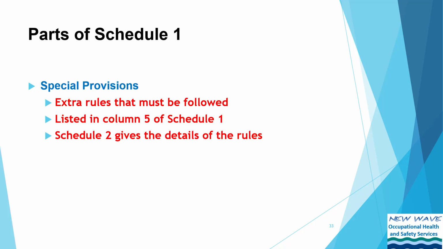After packing group, we have a column for special provisions. These are extra rules that must be followed. They are referenced by number in column 5 of Schedule 1, but the details are actually found in Schedule 2.